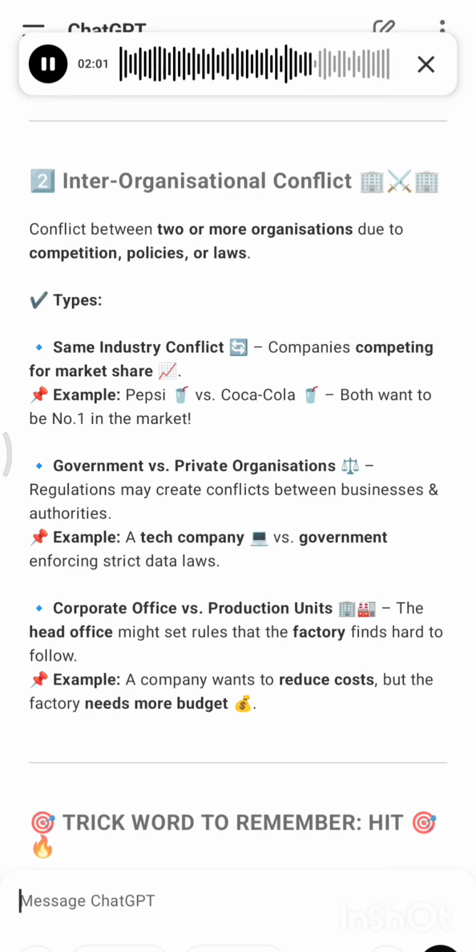Corporate office versus production units. The head office might set rules that the factory finds hard to follow. Example, a company wants to reduce costs, but the factory needs more budget.